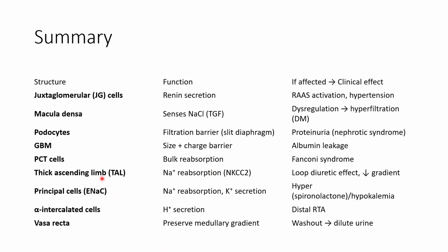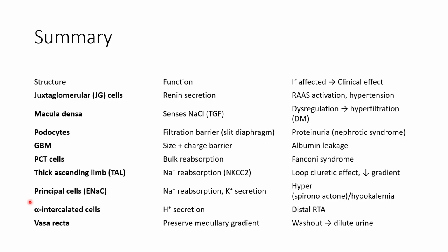Then TAL, which has NKCC2. If it is affected, it will lead to diuresis because sodium will be lost and water will follow it. This is also blocked through drugs like loop diuretics. That will decrease the gradient, decreasing the reabsorptive capacity and causing more urine to be lost.